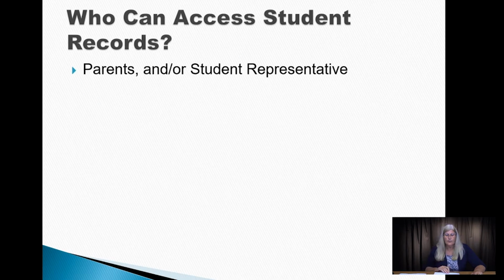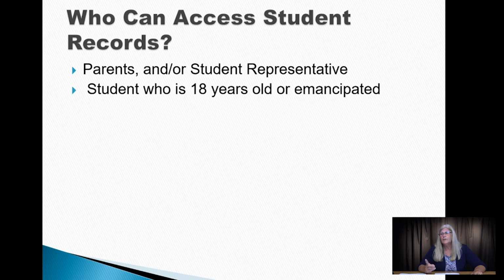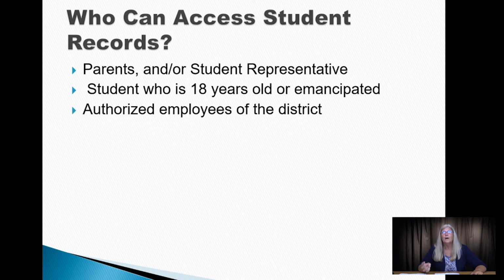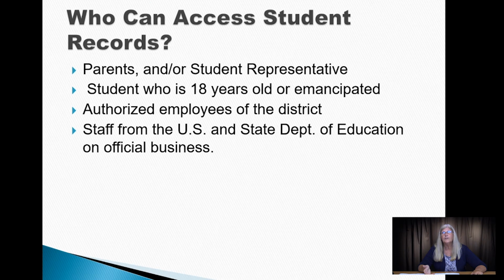Who can access student records? You have parents or the student representative. We have to complete a document to make sure that the student representative is a legal guardian, a foster parent, any sort of a parent, and we'll talk about the definition of a parent in a few minutes. A student who's 18 years old that is emancipated, authorized employees of the district, staff from the United States and State Department of Education.